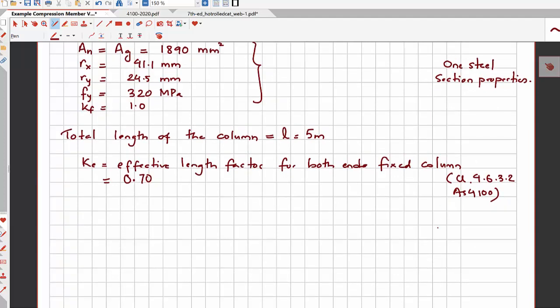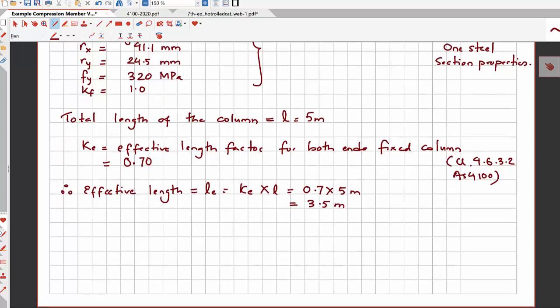Now, therefore, the effective length of our section is 0.7 multiplied by the total length of the member. So we have 0.7 multiplied by the total length of the member, 5 meter. So we have effective length as 3.5 meter. Now, once we know the effective length and radius of gyration, we can find out the slenderness ratio about X and Y axis.